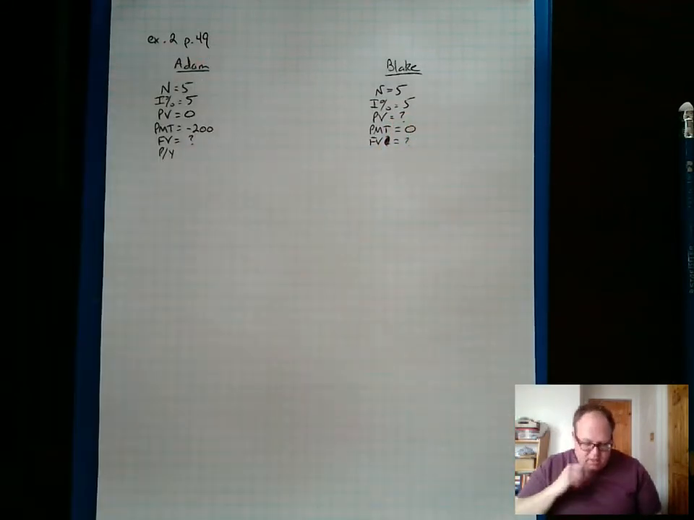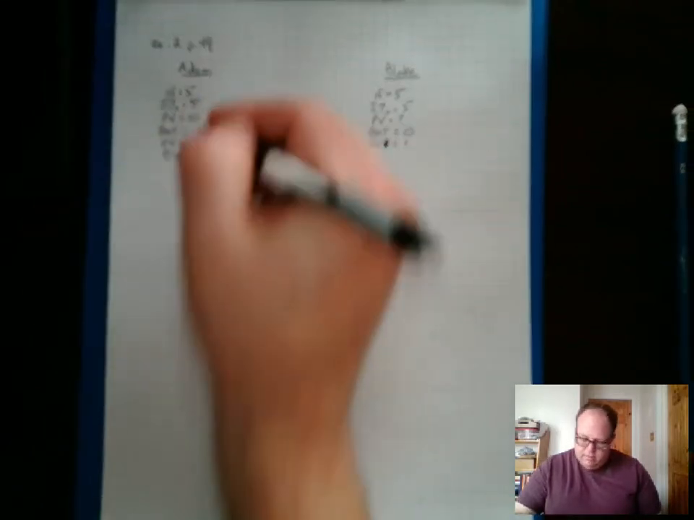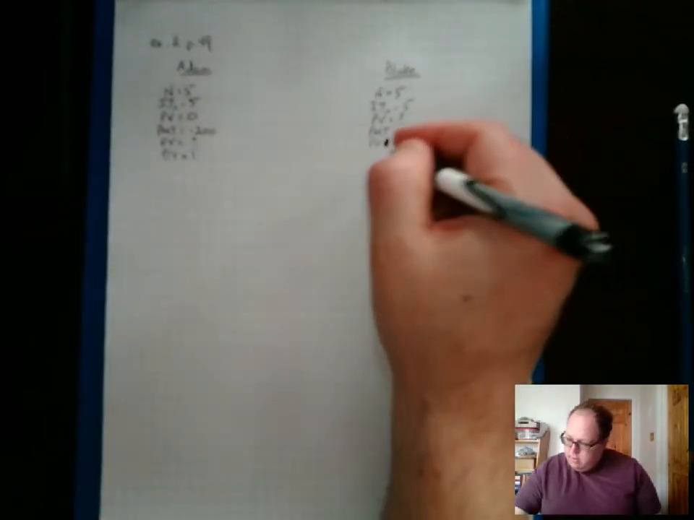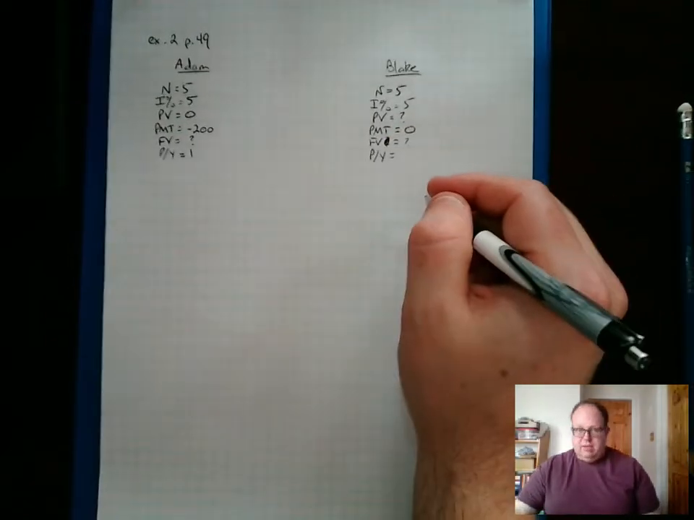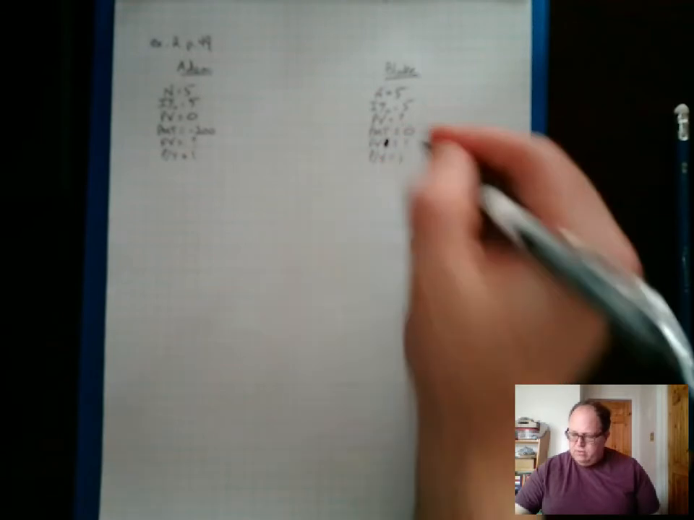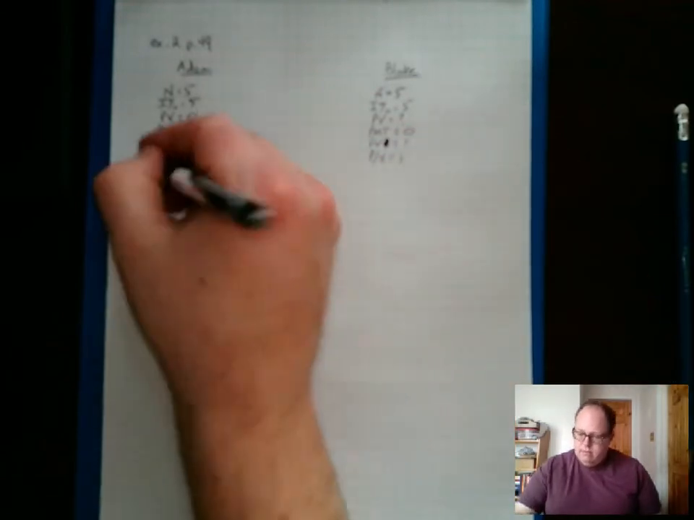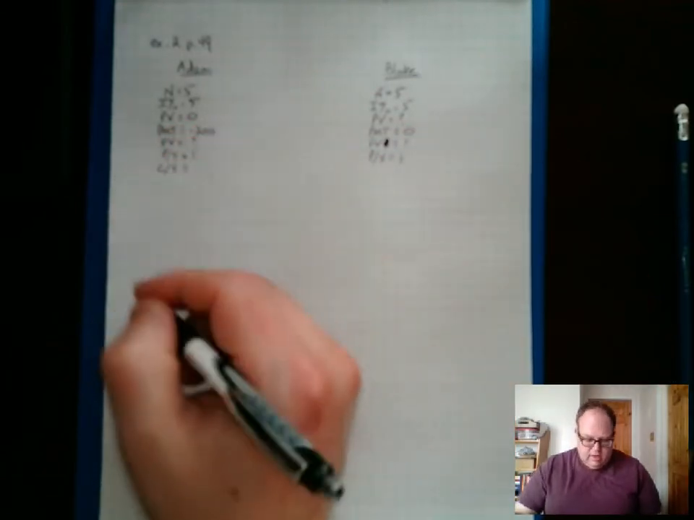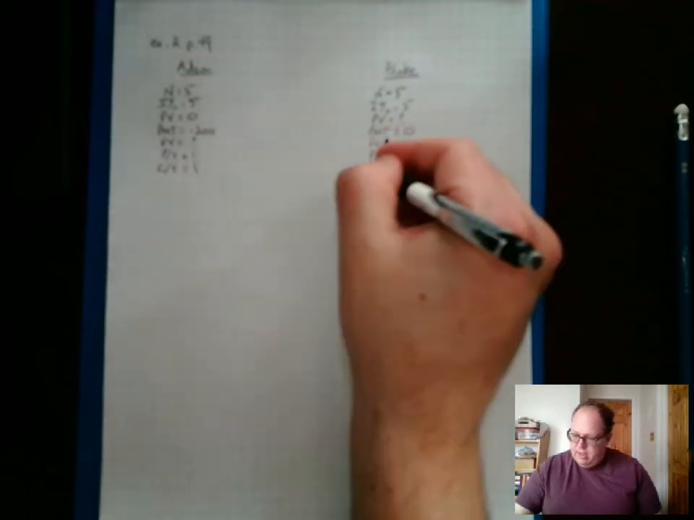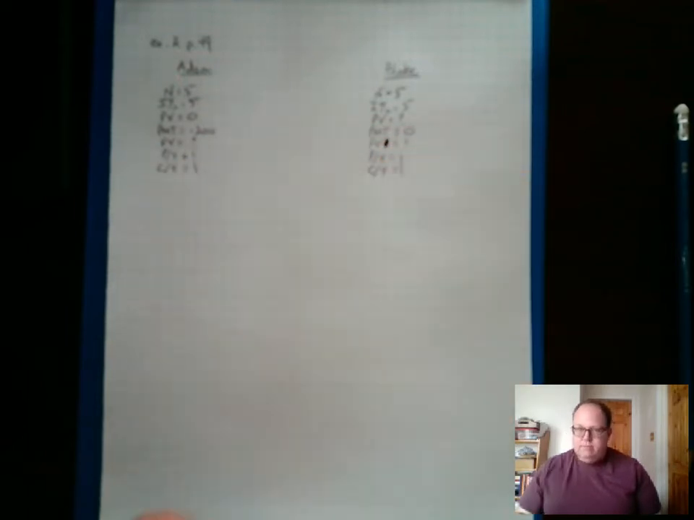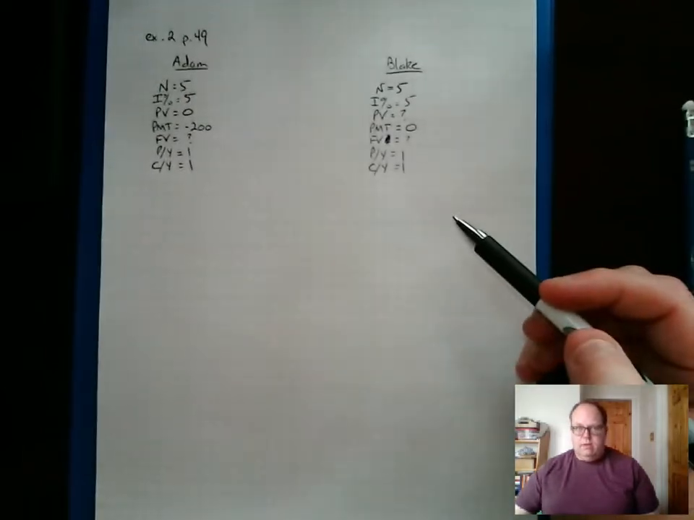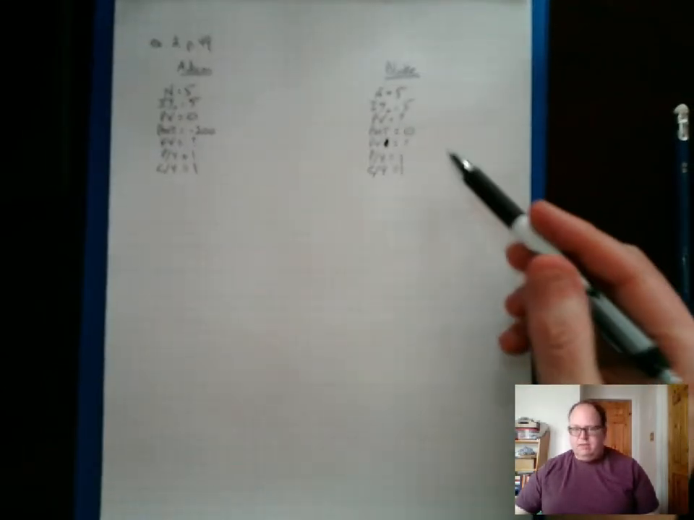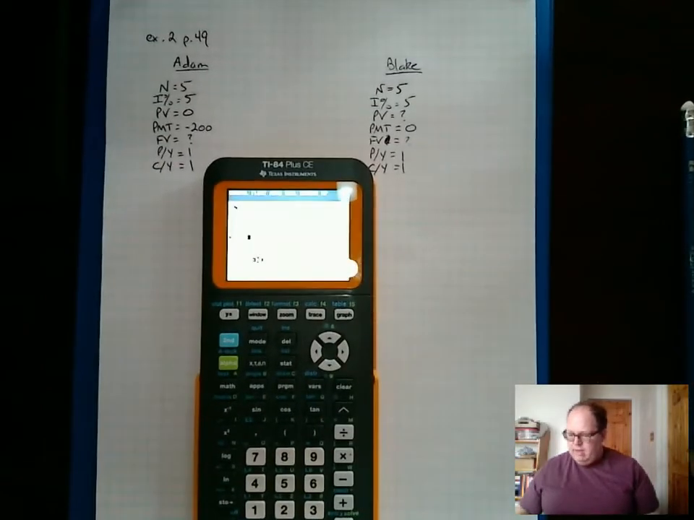Adam is making 1 payment per year. Now, it doesn't really matter what you put in here for Blake because he's not making any regular payments, but we might as well just keep it the same. And in each case, the interest is being compounded annually as well. Now, I don't have enough information to work out Blake's info yet, but I do have enough to work out Adam's.